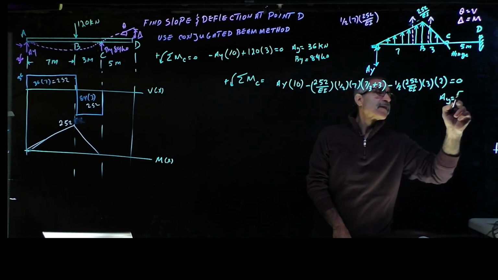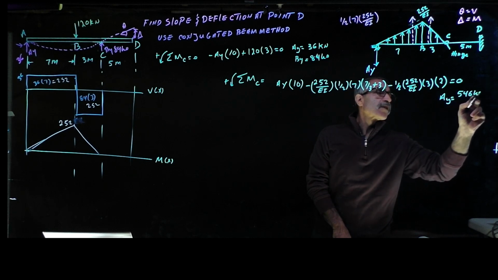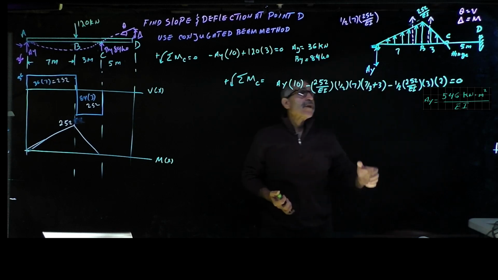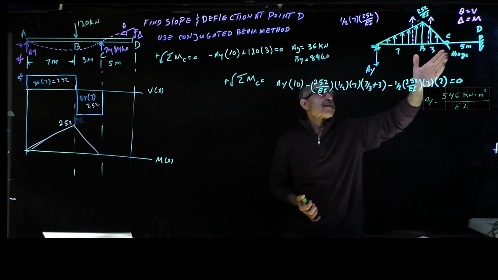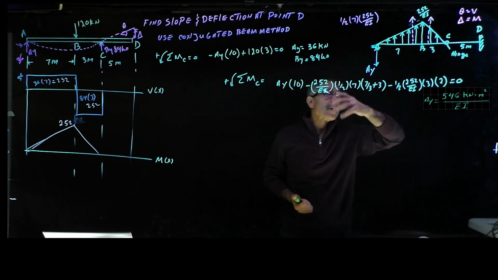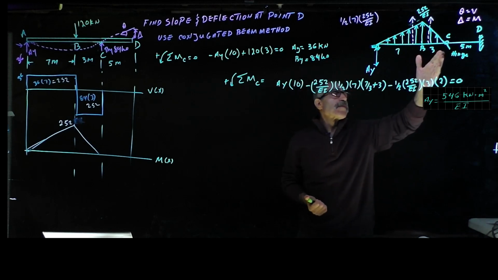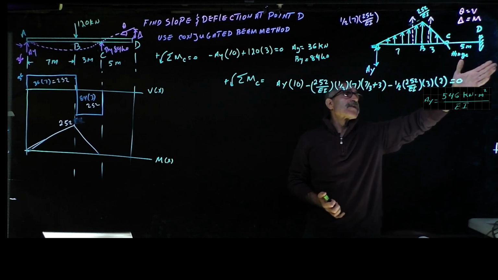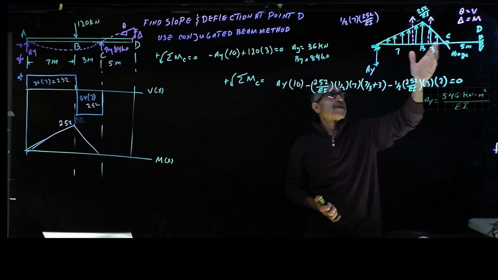546 kilonewton divided by E. We'll do summation Fy to solve this. Because this is a hinge, we've done this before at the beginning of the semester. You can break the hinge down, make it Cy and a Cx, and it'll be on opposite side, it'll be Cy and Cx. So this side is equal to that side.